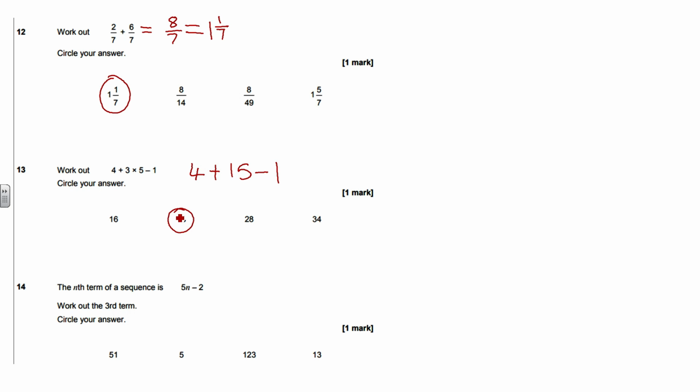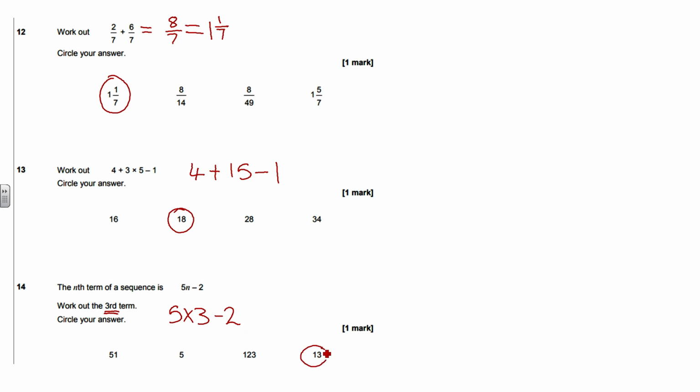Right, question 14 says the nth term of a sequence is 5n minus 2. What's the third term? Well, the nth term means that I can put whatever position, in this case 3 for the third term, in as n to work out what the number is. So 5 times 3 is 15, take 2 is 13.